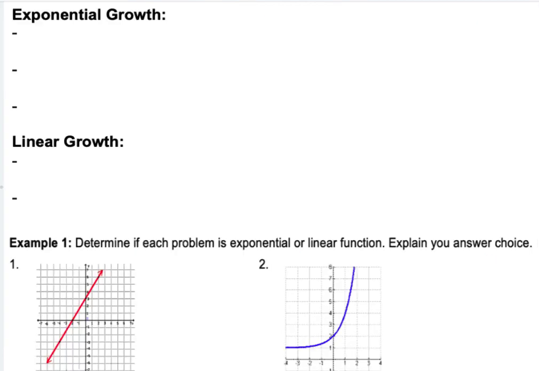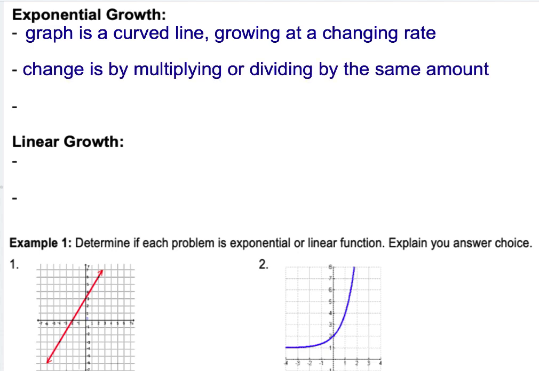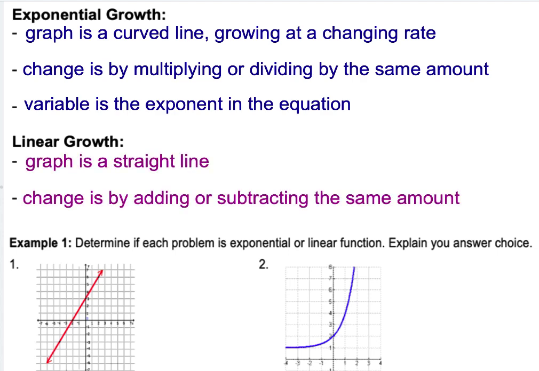So here are what we look for, depending on the form that it's in. For exponential growth, the graph is a curved line. It's growing at a changing rate, so it's either increasing greater and greater or decreasing. The change is by multiplying or dividing by the same amount. And the variable is the exponent in the equation. For linear growth, our graph is a straight line, and the change is by adding or subtracting the same amount. So you may need to pause for a second, kind of fill that in, and then we'll go on with the next part.